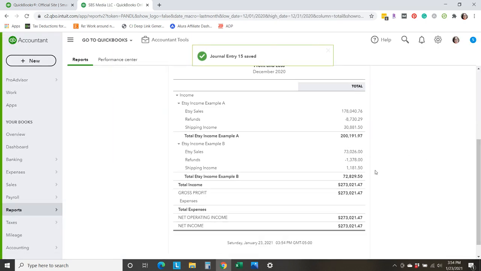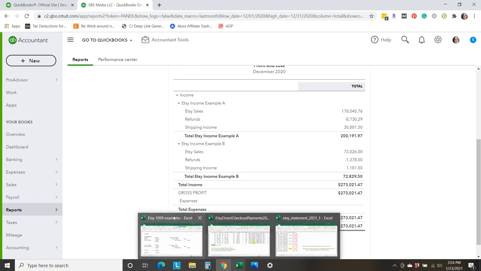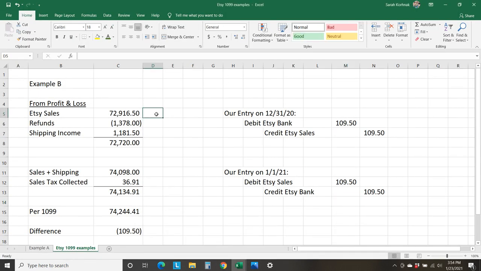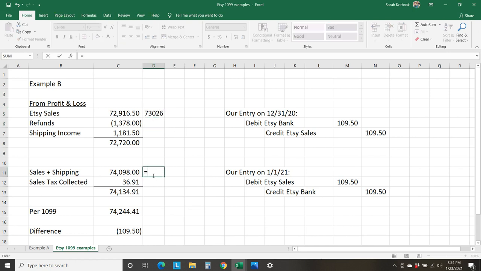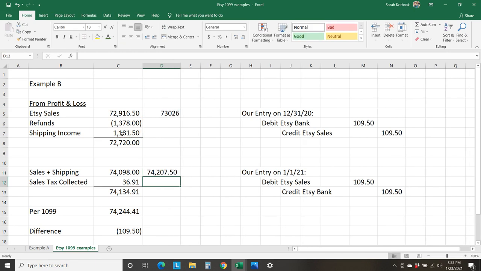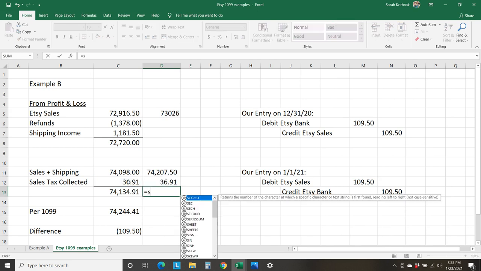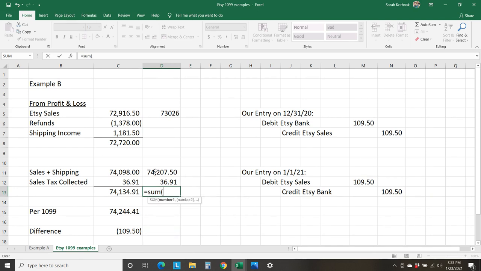So now let's take a look at example B. Now we have $73,026 in Etsy sales. So let's go back to here. If we now have $73,026 in Etsy sales, and down here we add the $73,026 plus our shipping income, and if we take our sales tax collected and sum the two, now we get $74,244.41, which agrees to our 1099.